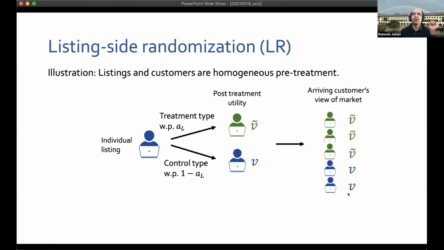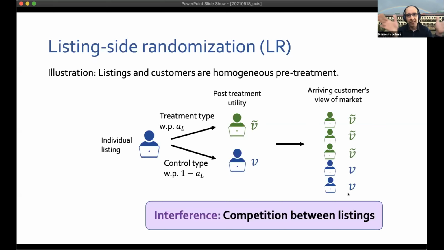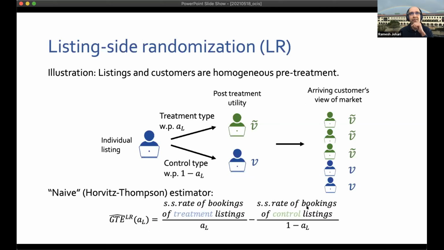So in this case, when that customer sees that market, the customer is going to become more likely to choose a treatment listing over a control listing through that choice model I described earlier. So here there's direct competition between listings in the choice process of a customer. That competition between listings means the treatment condition of one listing will impact the potential outcomes of another listing. So you have interference in the statistical sense, okay? Again, use a naive Horvitz-Thompson estimator, rate of bookings in treatment versus rate of bookings in control.